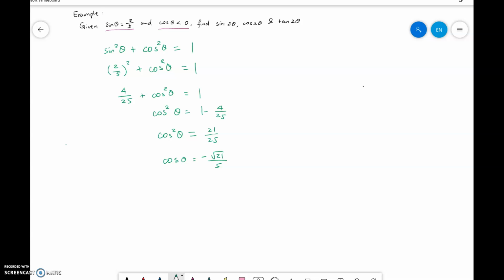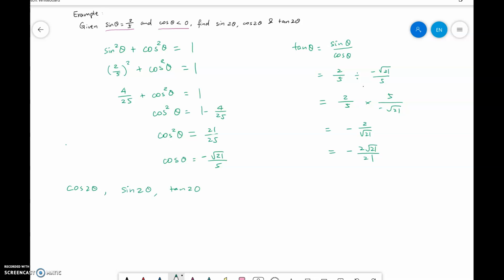Then from here, we can find the tangent of theta by using sine of theta over cosine of theta, which is 2/5 divided by negative square root of 21 over 5, so negative 2 over square root of 21. Rationalizing the denominator, negative 2 square root of 21 over 21. Then you can start to find cosine of 2 theta, sine of 2 theta, and tangent of 2 theta using the formulas.